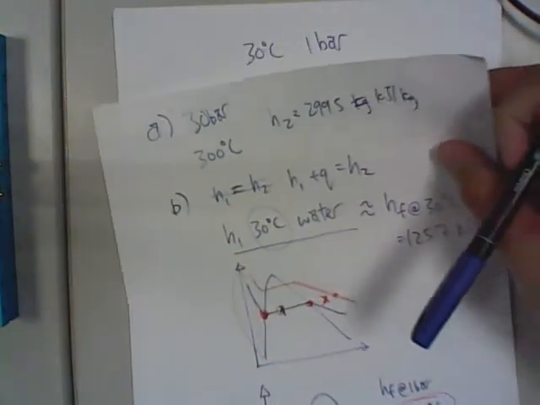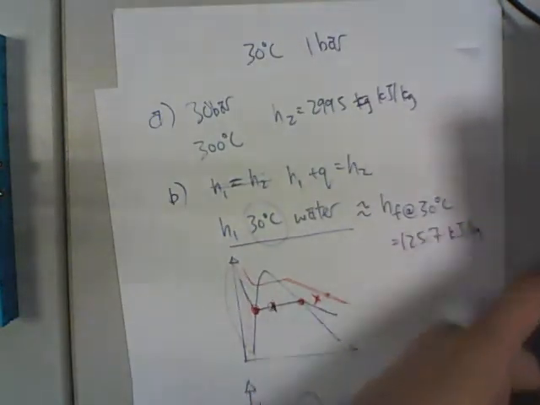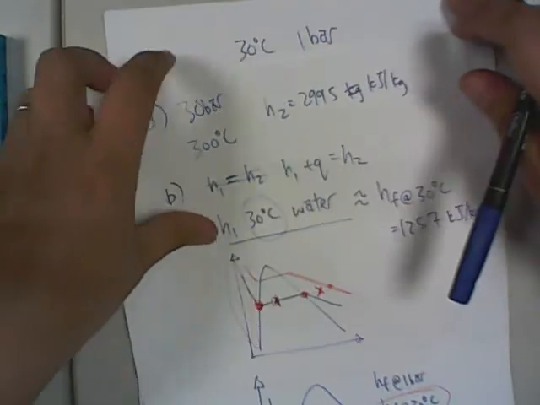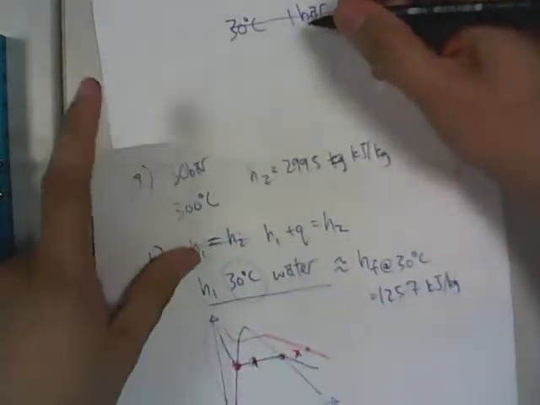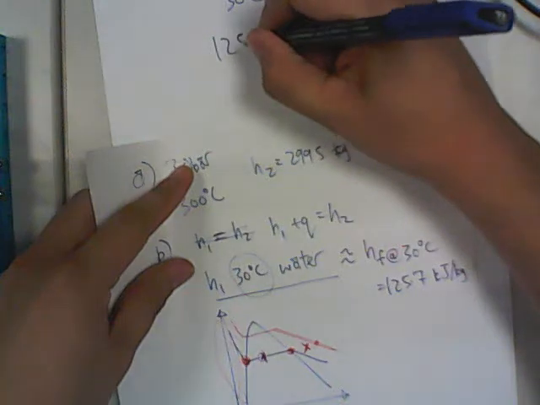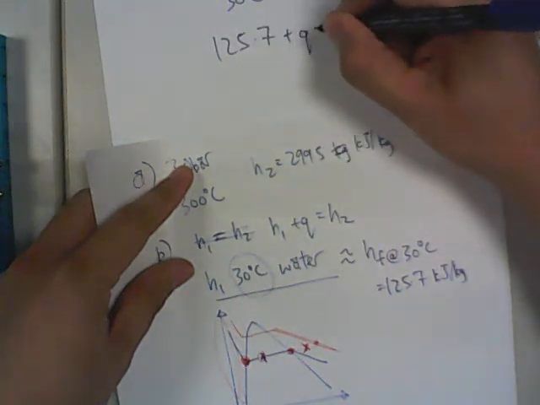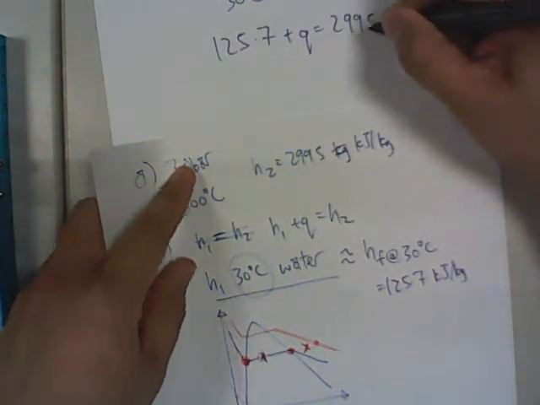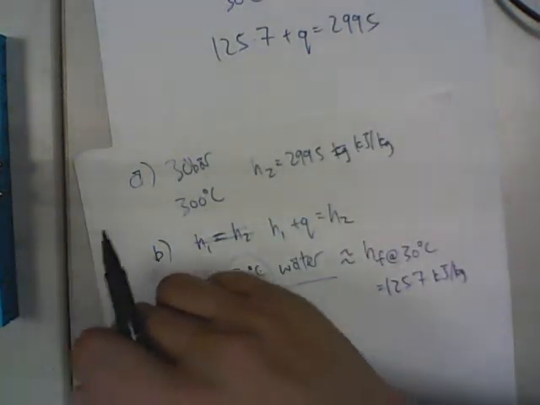Alright, so now you have H1, and all you need to find is Q. 125.7 plus Q equals 2995.